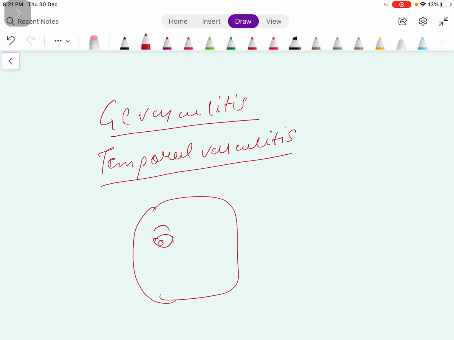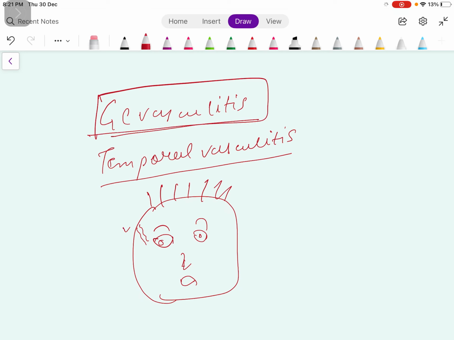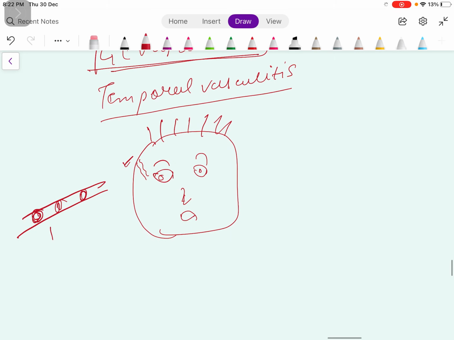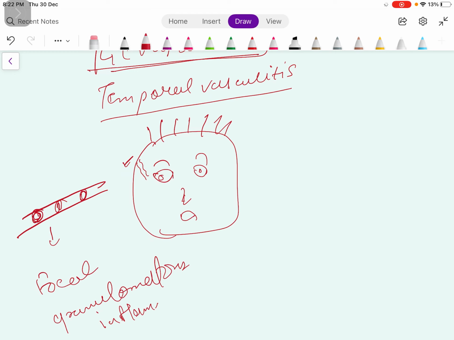So what happens is, this is the face of the patient. These are the eyes, the mouth of the patient. Now, there is an artery, the temporal artery, that runs here at the temporal side of the head. Because of this giant cell vasculitis, that is an inflammation of these blood vessels, there is inflammation of the blood vessels which leads to focal granulomatous changes. So there is a focal granulomatous inflammation.